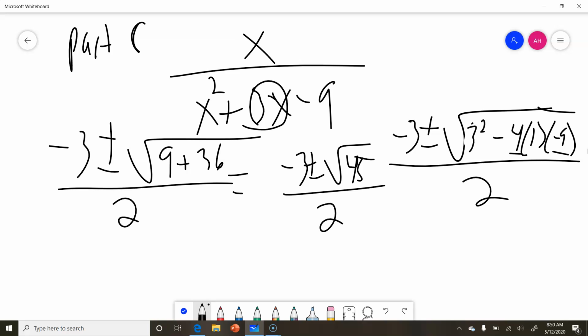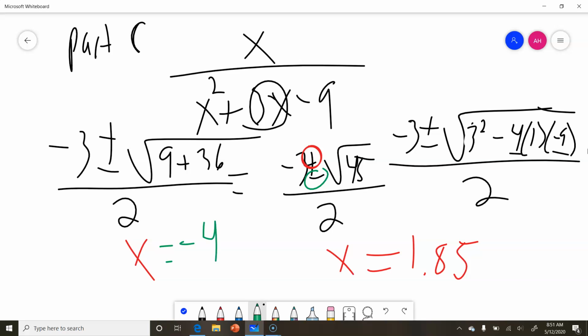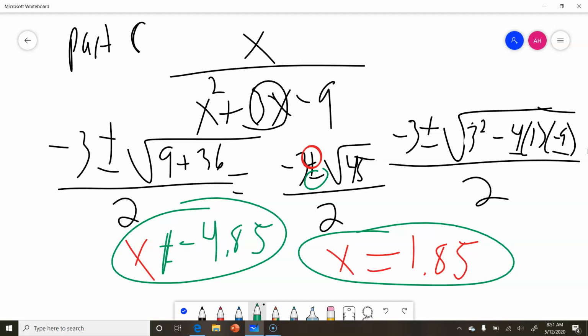So now, all I want to do is type this into the calculator to solve. I do the plus first. So I do negative 3 plus the square root of 45, and all of that divided by 2, and I get 1.85. Then I do it again. This time I'm going to do it in green with the minus. So I do negative 3 minus the square root of 45, all of that divided by 2, which comes out to negative 4.85. And there's my two answers, solved by the quadratic equation, but it's a not equal.